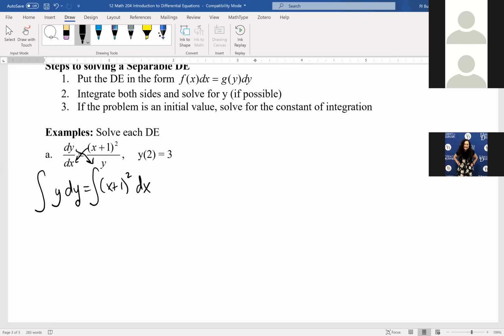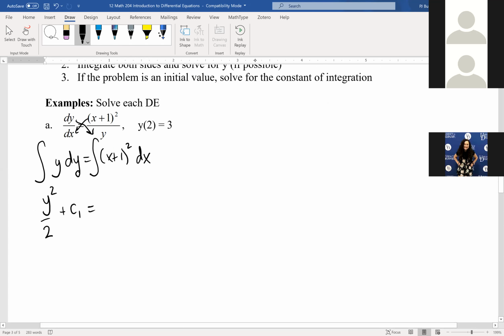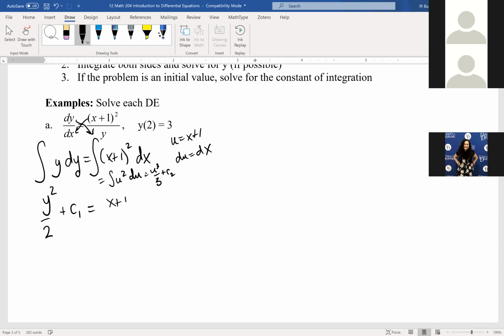Integral of y is great. It's just y squared over 2. As a technicality, I'm going to put plus c1, just for the first time I do this. On this side, I could do a u substitution if you like. So this is really the integral of u squared du, which would be u cubed over 3. And plug in u, which is x plus 1.